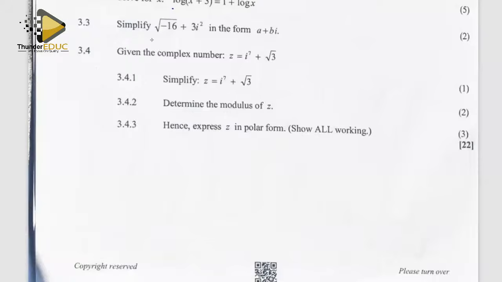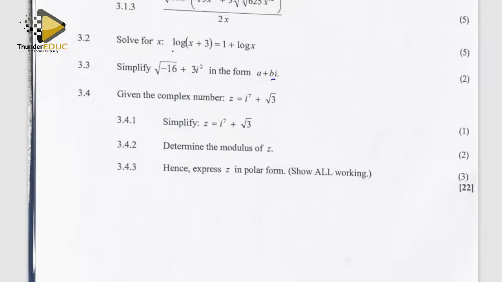And then 3.3, can we simplify root of negative 16 plus 3i squared in the form of a plus bi? Okay, so when you're dealing with imaginary numbers, one thing we know is that square root of negative 16 is going to give us a 4i, okay? But we know that i squared is equivalent to negative 1, meaning that we're going to have a 3 times negative 1. So this should give us negative 3 plus 4i. This is what the question wanted.